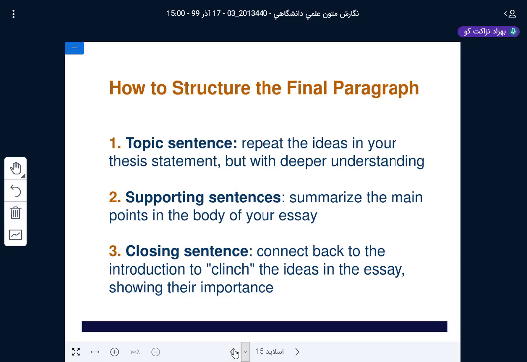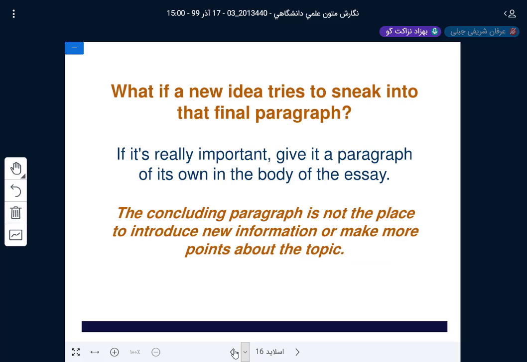How to structure the final paragraph? Go on. 1. Topic sentence. Repeat the ideas in your thesis statement, but with deeper understanding. Number 2. Supporting sentences. Summarize the main points in the body of your essay. And number 3. Closing sentence. Connect back to the introduction to clinch the ideas in the essay, showing the importance. Very good. Go on.